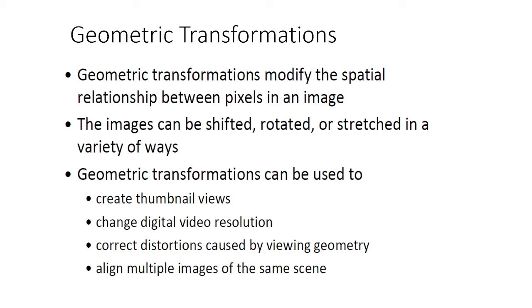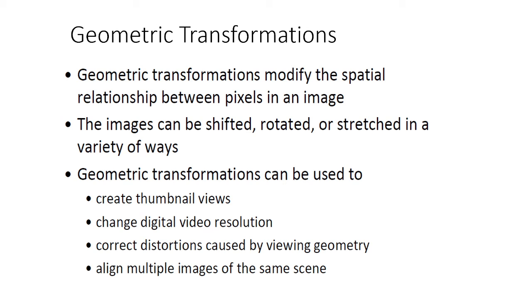Next, we'll move on to the geometric transformation. It modifies the spatial relationships between the pixels in an image. What is geometric transformation? Images can be shifted, rotated, or stretched in a variety of ways. We do this on a mobile phone, no? We are zooming, stretching, shrinking.